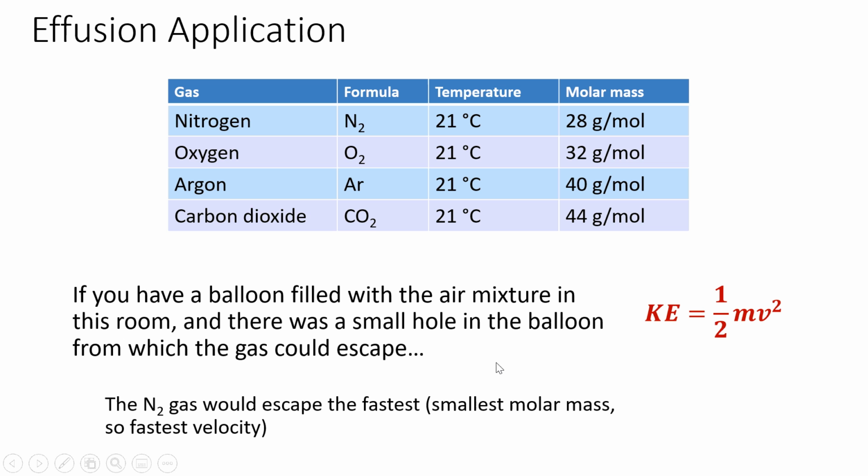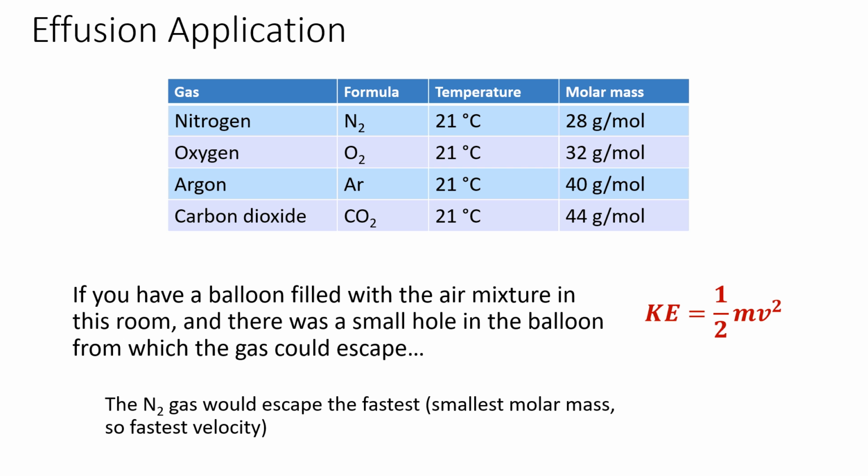You might be asked to predict which gas is going to escape the fastest. And we would say, well, I know that nitrogen is going to be moving faster on average than the other molecules will. So it's going to bump into that hole and pass through that hole in the balloon faster than the other particles, assuming we start with an even number of molecules of each, I should say. But since this one is moving fastest, it's going to escape from that hole the fastest.